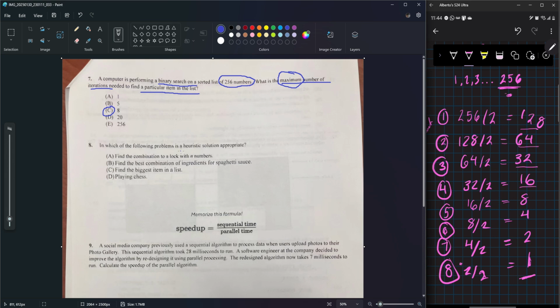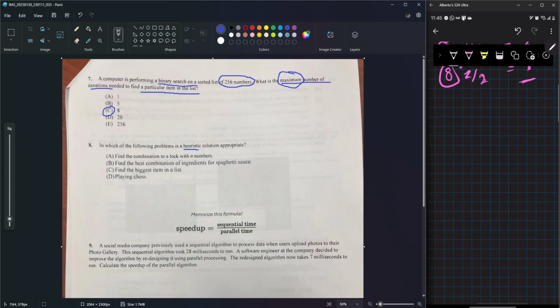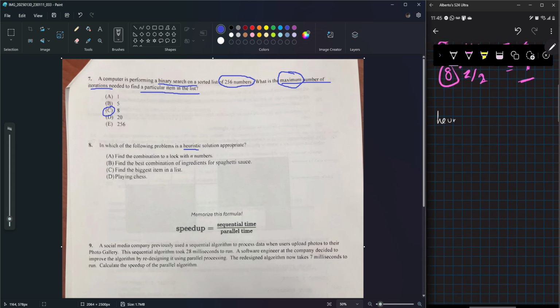For which of the following problems is a heuristic solution appropriate? So heuristic, remember that it's not a solution, but a good enough approximation. So it's an approximation. It's not a solution.